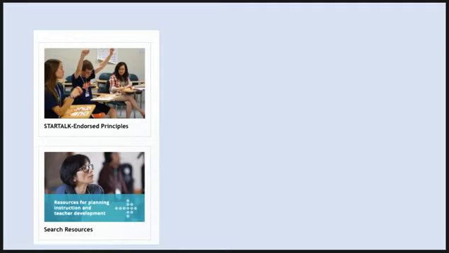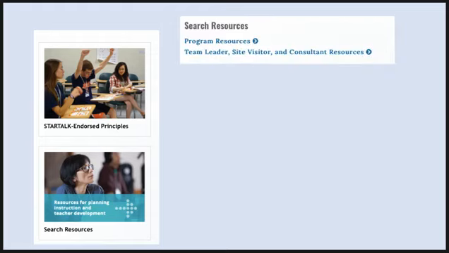The document behind that tab lists bullet points that are part of the description of each principle, as well as resources that further explain each of the endorsed principles. The Search Resources tab is truly an effort on the part of STARTALK to streamline and make it easier to find the documents that are needed according to your role in a summer program.